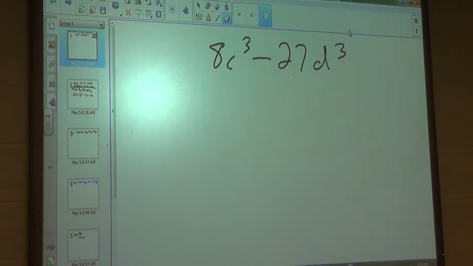Okay, so yesterday we learned 2 different formulas. Do you remember what they were called? Anybody? Sum of cubes and the difference of 2 cubes.